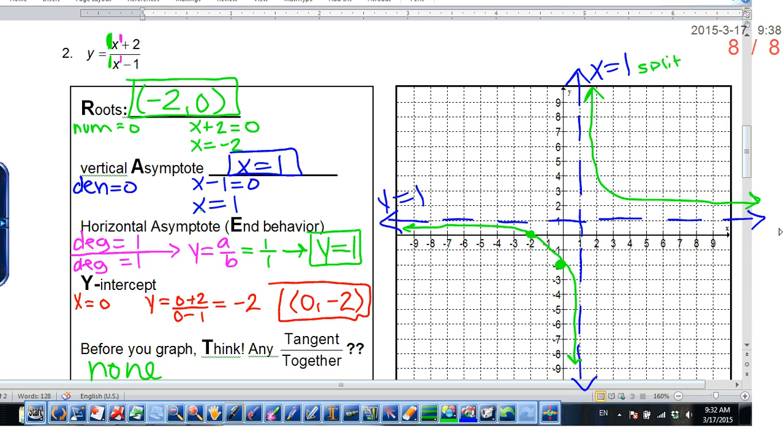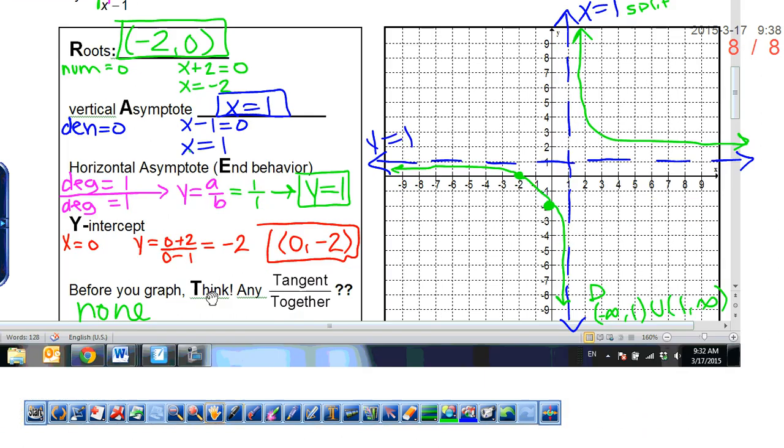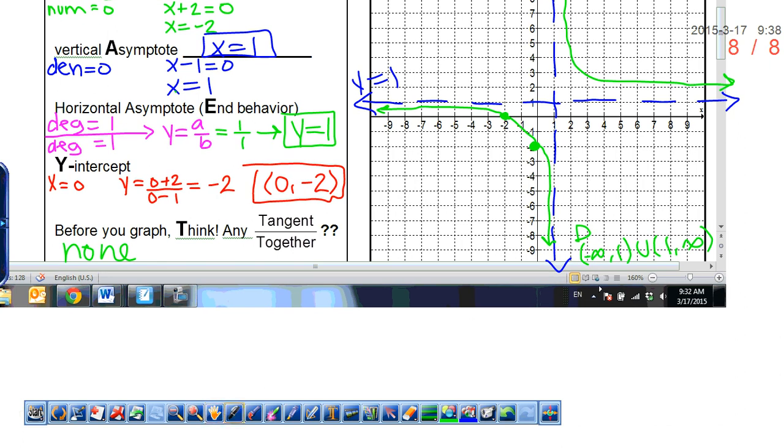All right, did we graph a function? Do the green parts of our graph make up a function? Yep. All right, what would the domain be? Negative infinity to 1, union 1 to infinity. And what would the range be? Same thing. Yep. Negative infinity to 1, union 1 to infinity. All right. Let's go to the next page.